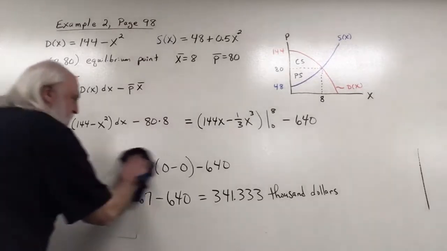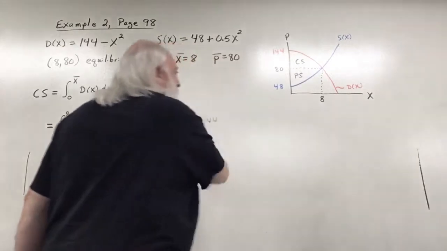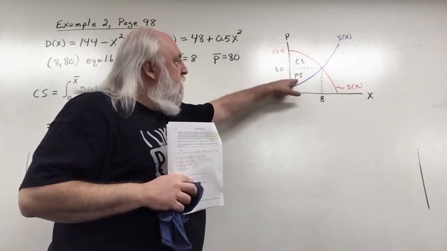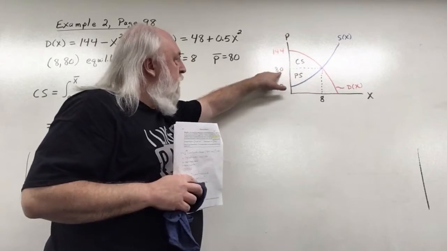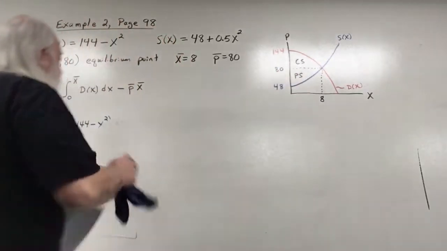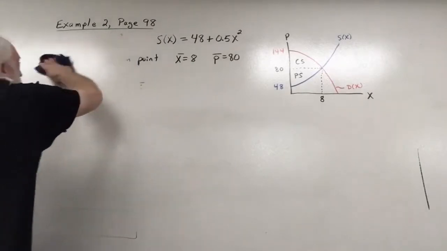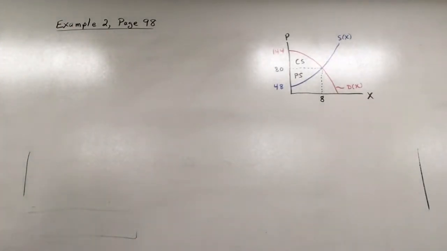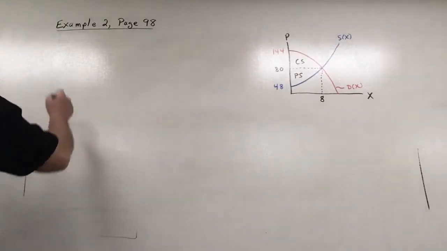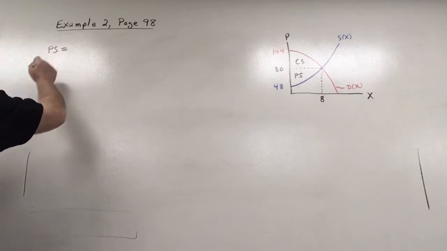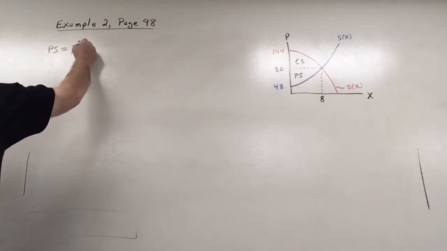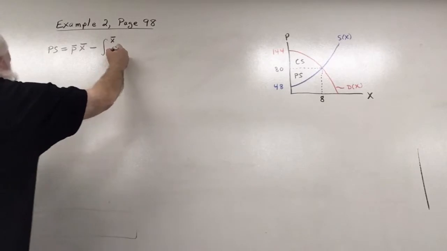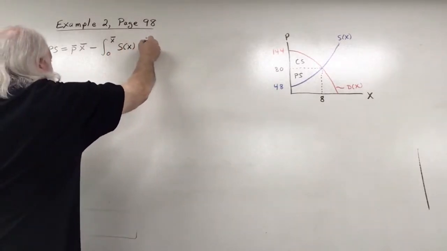Next we will calculate the producer surplus. Again, just to remind you, the producer surplus is the area above the supply curve and below this horizontal line segment to the right of P equals 80, where it's labeled PS here. We will calculate that, and we'll be finished. The formula for the producer surplus, again, you don't have to memorize these, they're given to you on the exam, is equal to P bar times X bar minus the definite integral from 0 to X bar of the supply function S of X.